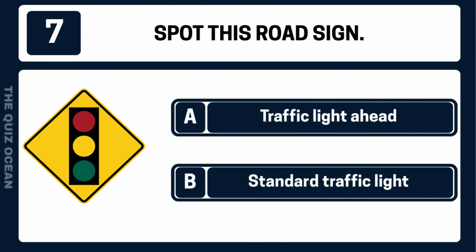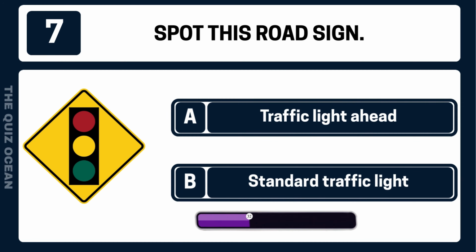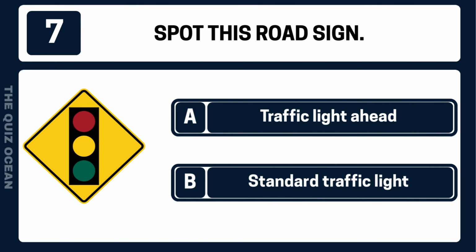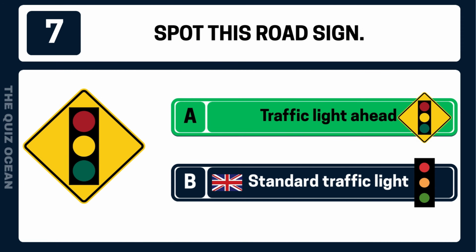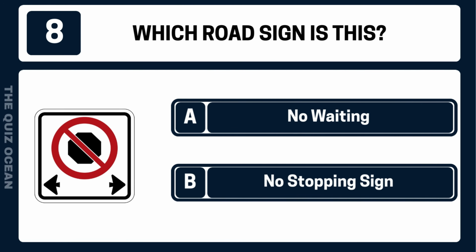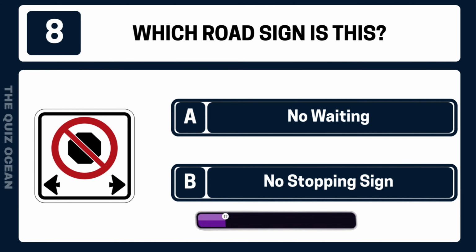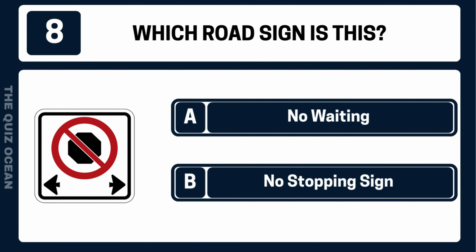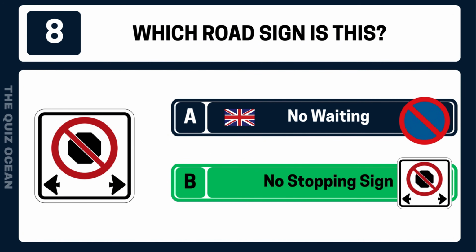Question 7. Spot this road sign. A. Traffic light ahead. B. Standard traffic light. The answer is A. Traffic light ahead. Question 8. Which road sign is this? A. No waiting. B. No stopping sign. The answer is B. No stopping sign.